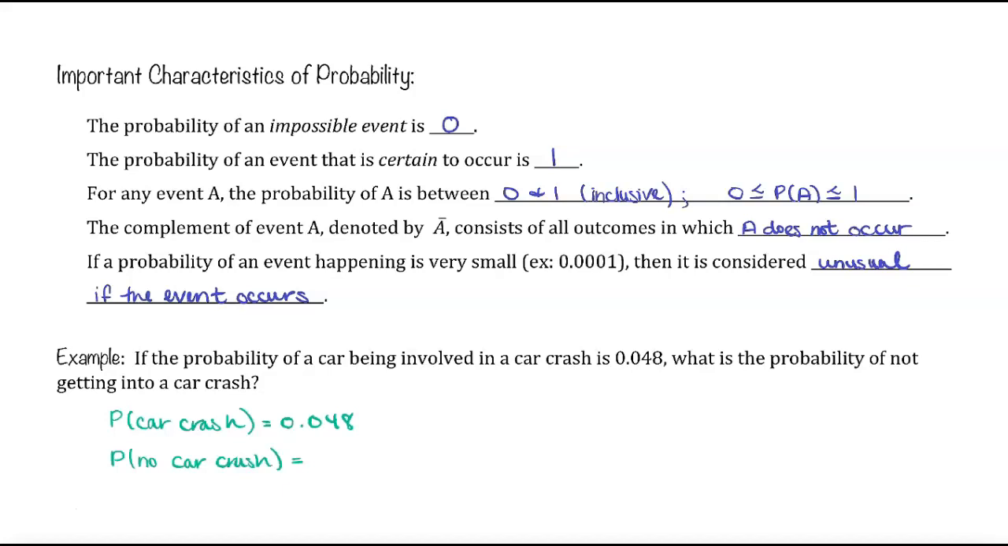In other words, we expect the probability of getting into a car crash and not getting into a car crash to add up to 1. So to calculate not getting into a car crash, we have 1 minus 0.048, or 0.952. That's what we mean by the complement. No car crash is the complement of car crash. So when we're calculating this probability, we are really calculating the probability of the complement of a car crash, the opposite of a car crash.